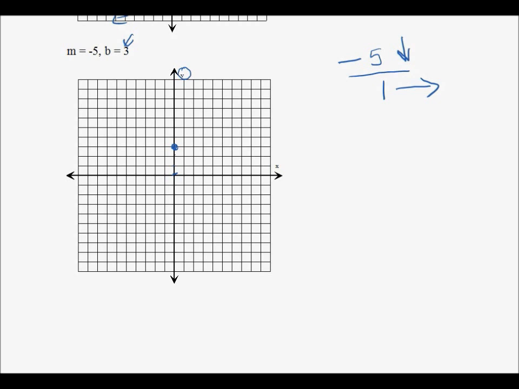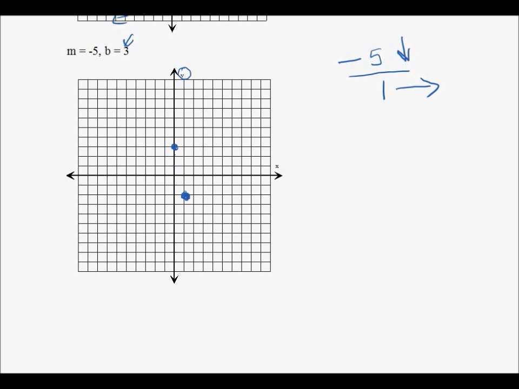Okay? Since it's negative, most teachers will tell you move down 5 units and to the right 1 to find another point. So I'm going back to my original point that I started at on the y-axis at 3, and I'm moving down 1, 2, 3, 4, 5 units and over 1 unit. And that's where I'll put my next point. The reason I move down is because the slope is negative and I needed to go from right to left. I needed to go down.